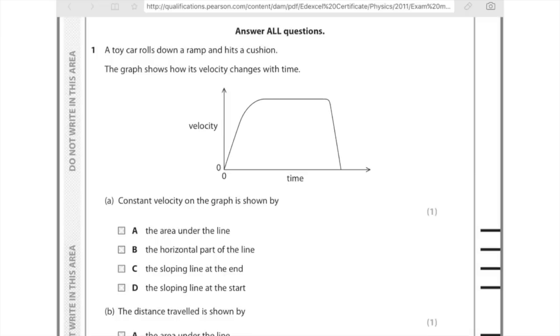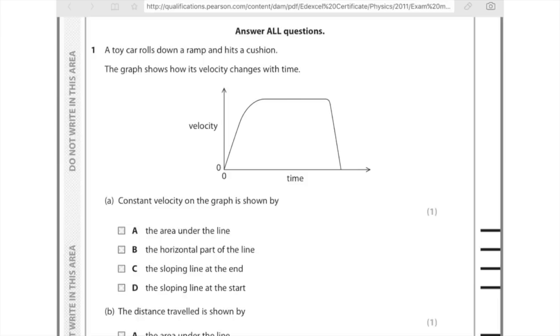Now you can kind of imagine a y-axis and the numbers going up the y-axis. So it could be something like 0, 10, 20, 30 on the velocity front. So where does that not change? Well, it's obviously going to be the horizontal portion of the line, because at that point the speed or the velocity is going to be the same everywhere. So the answer here is B, the horizontal part of the line.